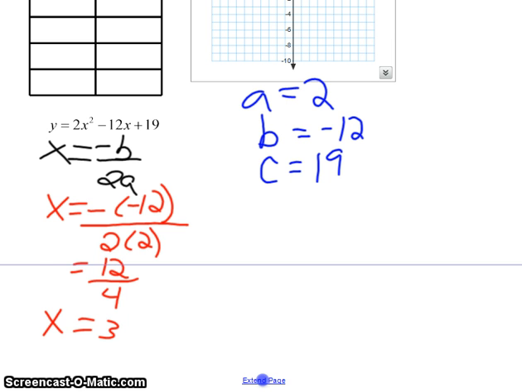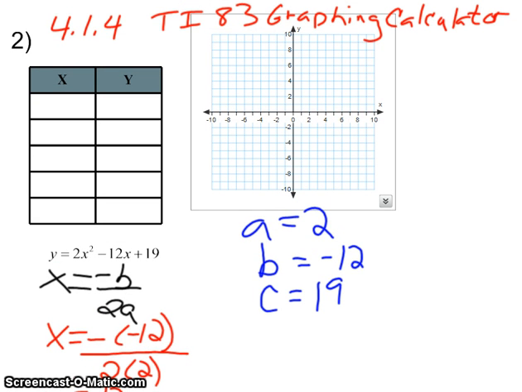We're going to put that in the table. And we're going to draw our axis of symmetry. So I have x equals 3. And we're going to make a dotted vertical line that goes through x equals 3. That's the axis of symmetry. Okay. Now I'm going to switch over to the calculator.